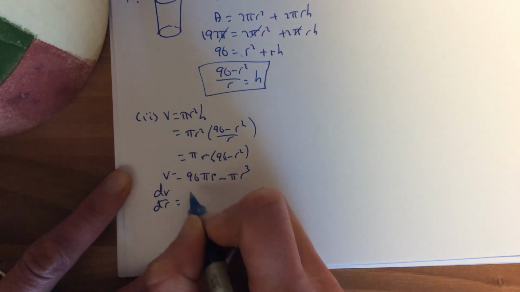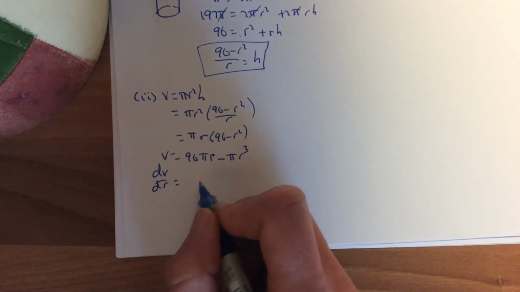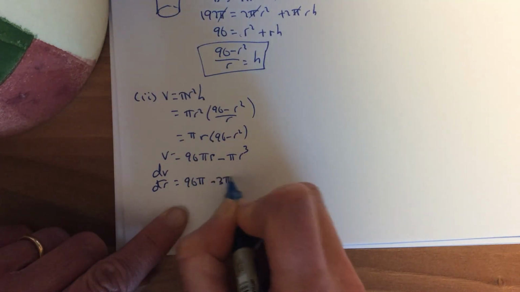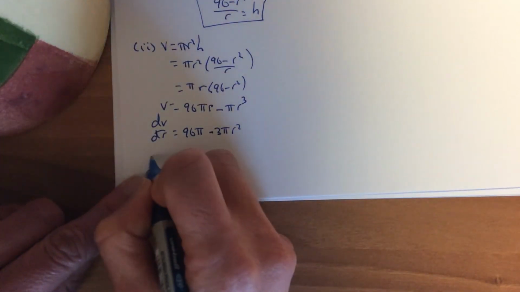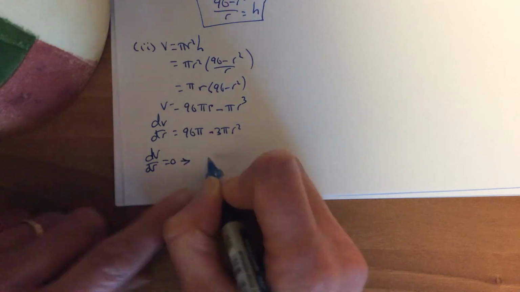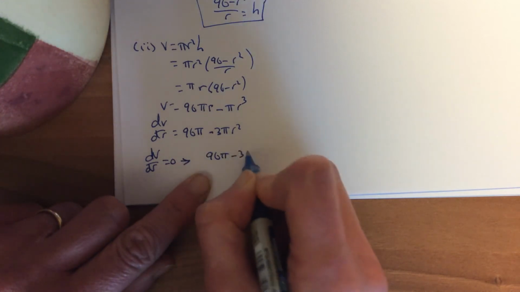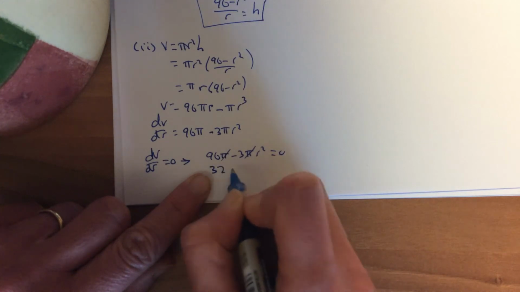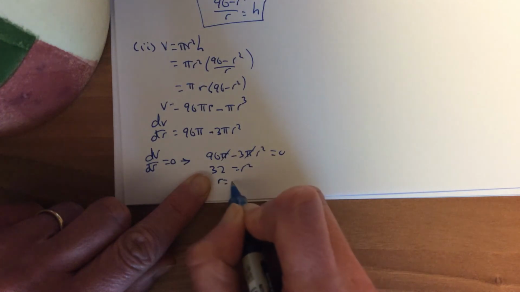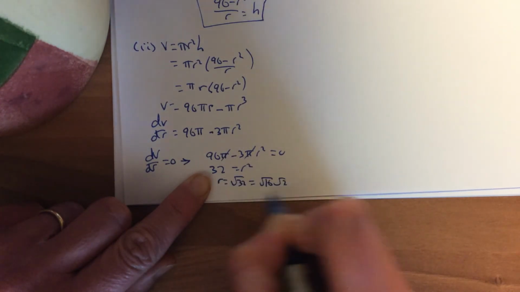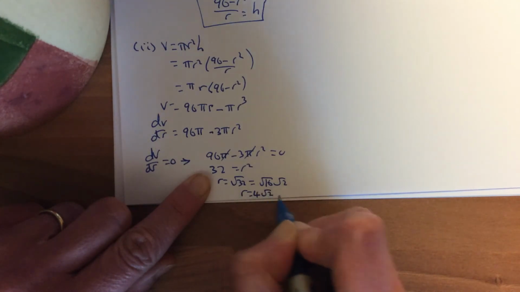dv by dr, differentiate that to find the max min. So differentiating this, you get 96 pi minus 3 pi r squared. For max min, you need dv by dr equals 0. So putting this equal to 0. Get rid of the pi's, divide by 3. So you have 32 equals r squared. So r equals the square root of 32. 32 is the square root of 16 square root of 2. So r is 4 root 2.